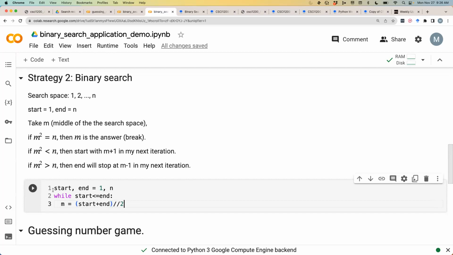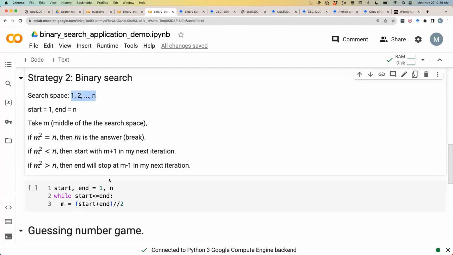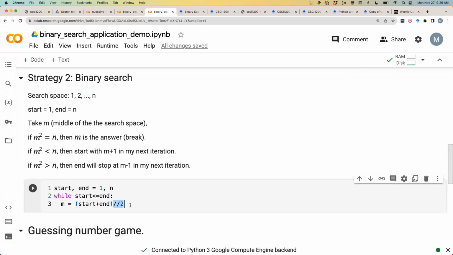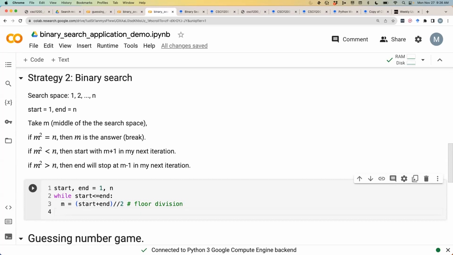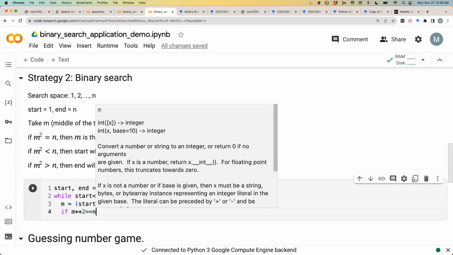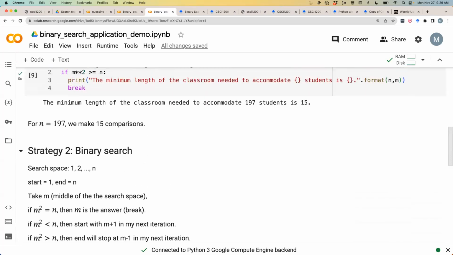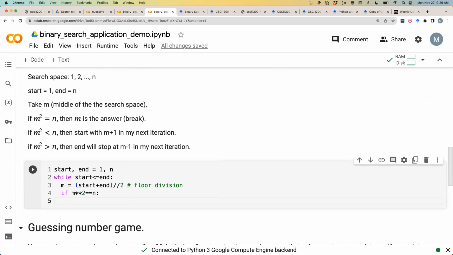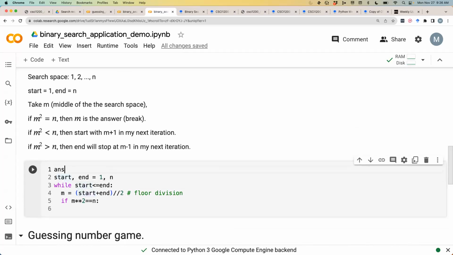Now here, my answer has to be an integer, so I do a floor division here. Remember, this is floor division, which means it's going to remove the decimal numbers. Then I'm going to make a comparison whether m squared is equal to n. If it is, that's the answer. We already found it.